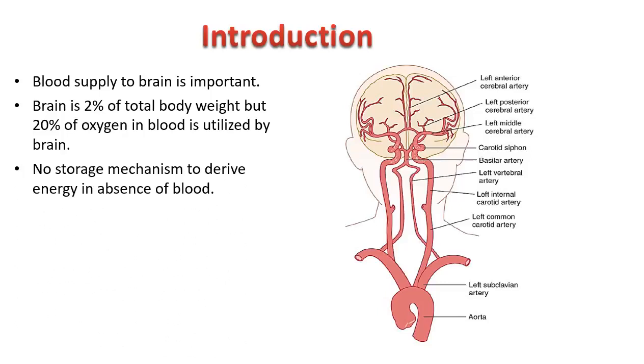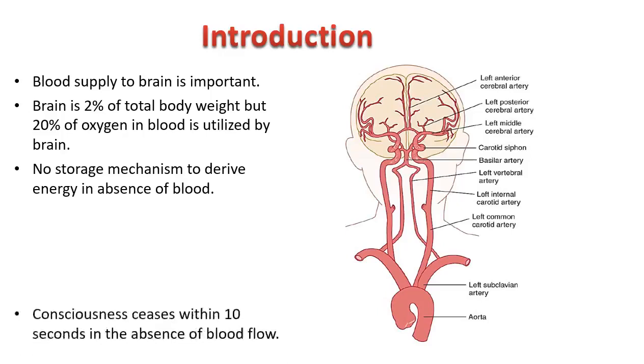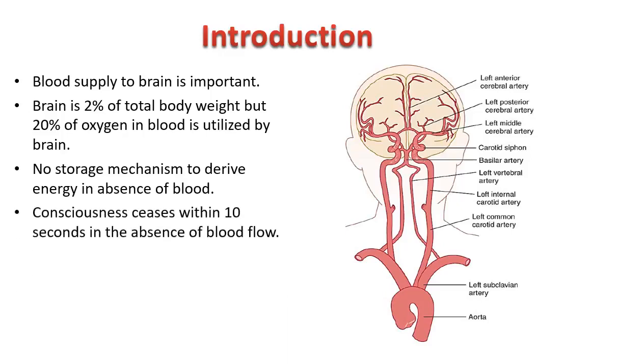So for example, glycogen or glucose can be stored in the liver, in your GIT, or your muscles can store the energy. But in the case of the brain, there is no storage mechanism, so it is all used up. Whatever energy is supplied to the brain is immediately used. So that is why within 10 seconds of cessation of blood flow to the brain, consciousness ceases.